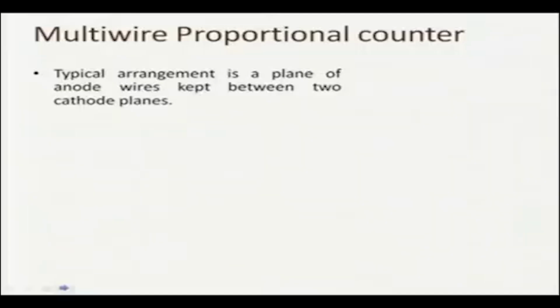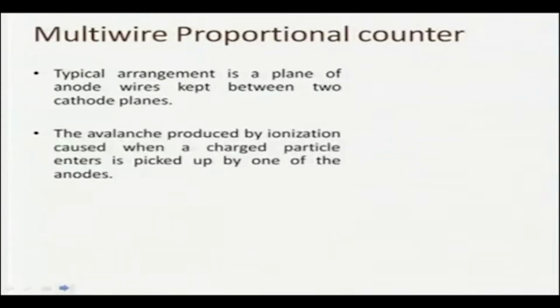Now, a slightly better version of this proportional counter is called a multi-wire proportional counter. A typical arrangement is basically two cathode plates and anode wires kept in a plane. This is the cross-sectional view. When you cut the whole thing in a cross section, you can see the cross section of the anode wires at the center. So, these are different anodes kept at some small distance away from each other, and the cathode plates.